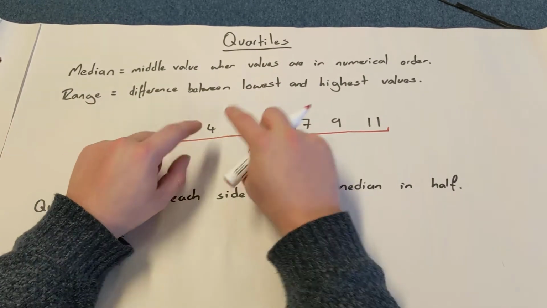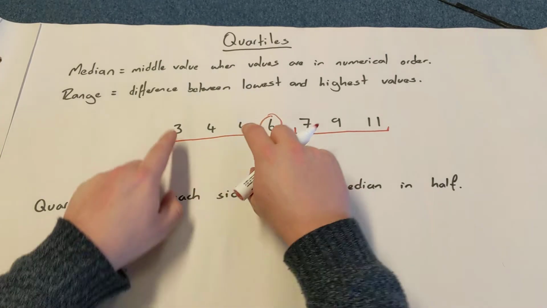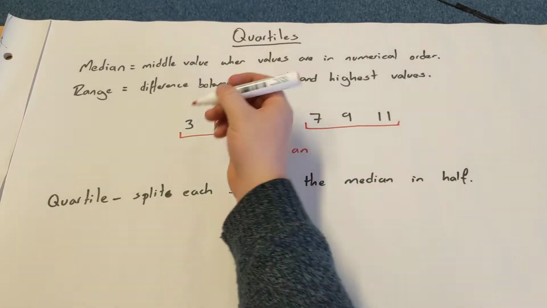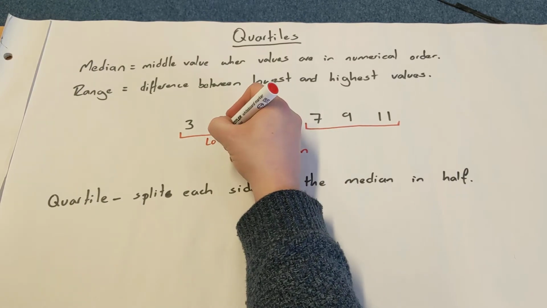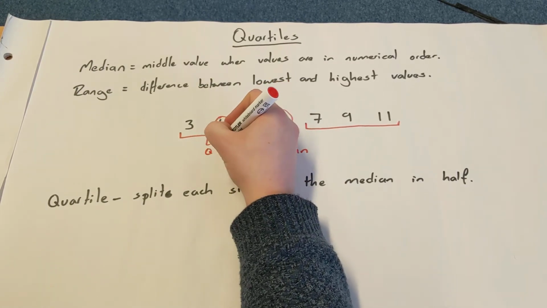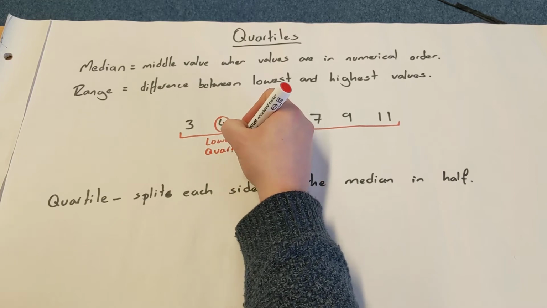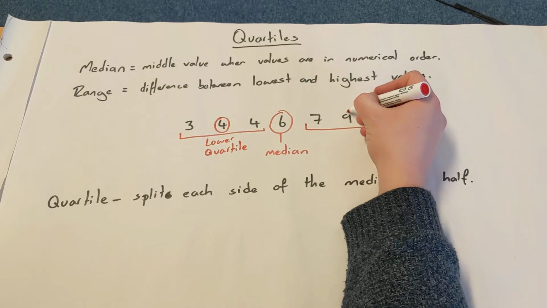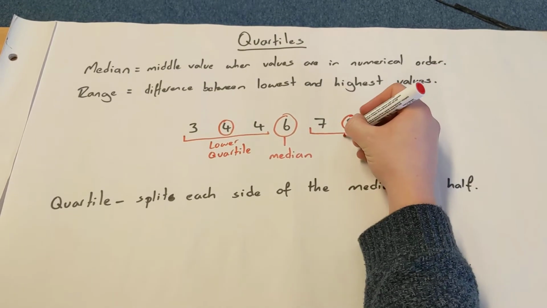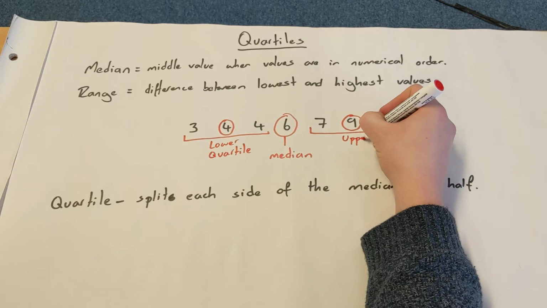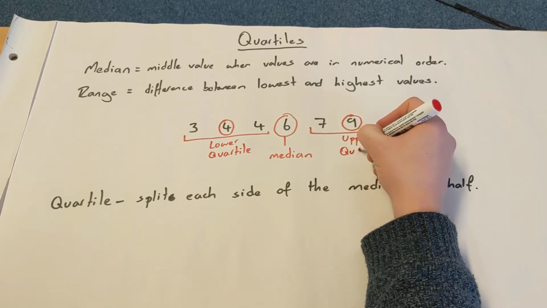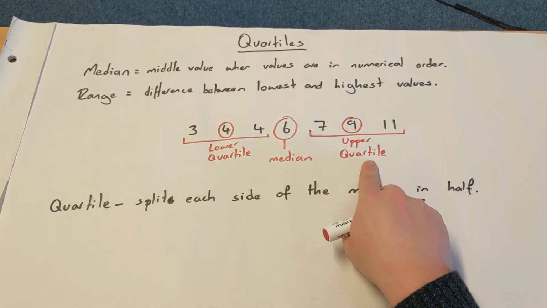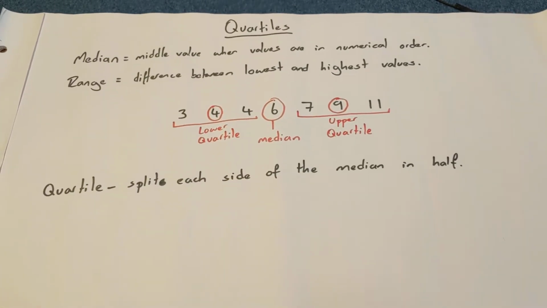So again, we count in how many numbers we've got. Okay, so the middle value here, that's the 4. So we call this 4 the lower quartile. And then we split this one in half, and we call this one here the upper quartile. And that's how you work out the median, the lower quartile, and the upper quartile. It's a really simple process.